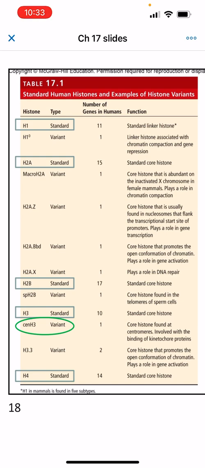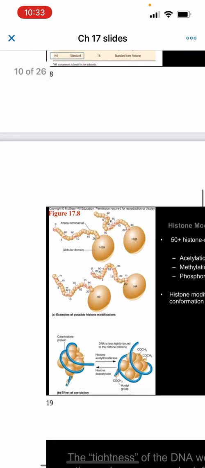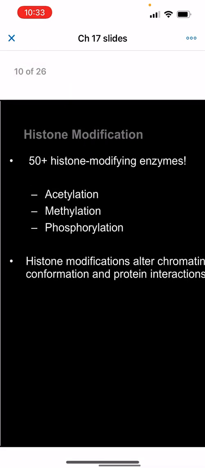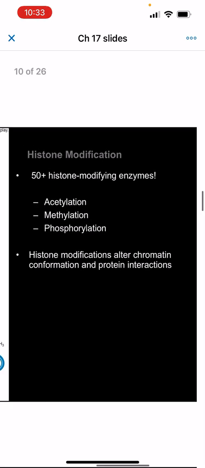Another thing that happens to our histones to promote expression or silencing is histone modification. The three major modifications of histone proteins are acetylation, methylation, and phosphorylation. And the reason why these modifications are important is they actually alter how tightly the DNA is bound in the nucleosome. And that can influence whether or not RNA polymerase can get in there and transcribe it.